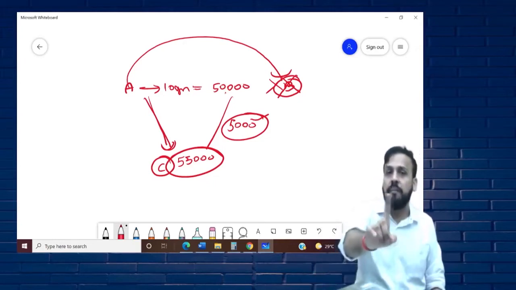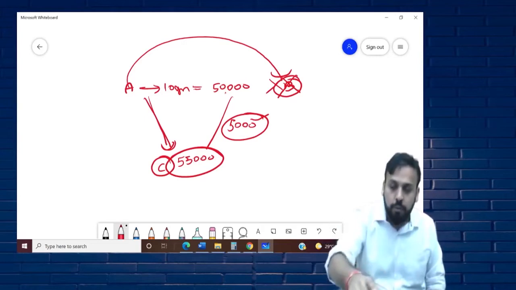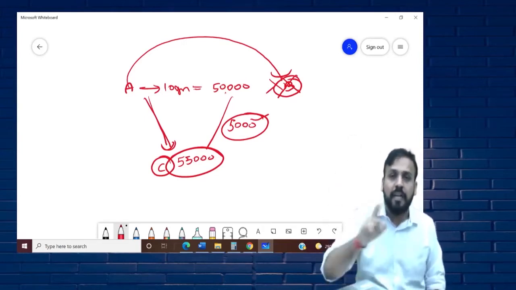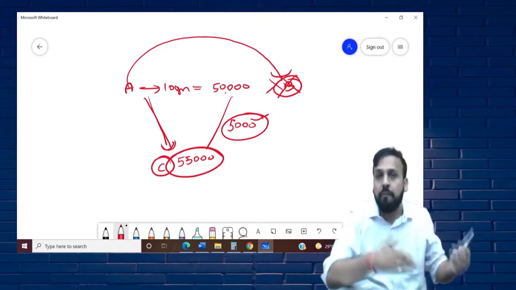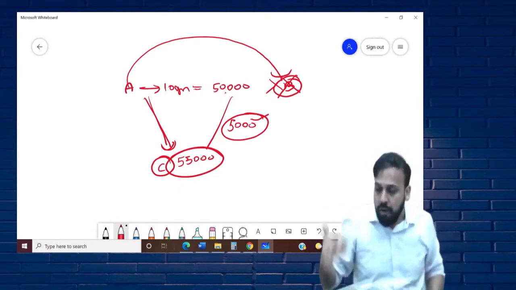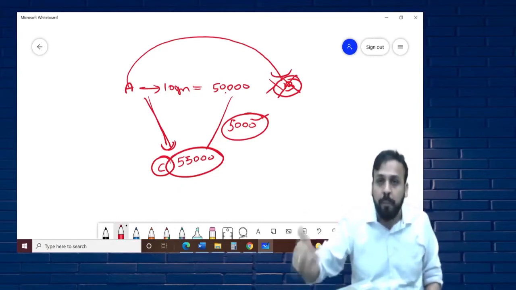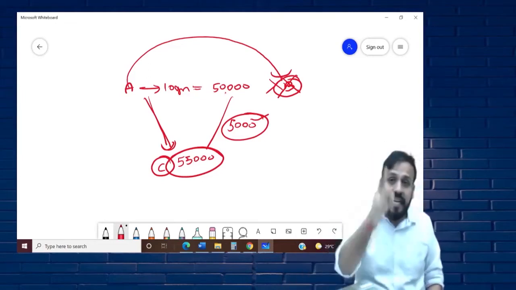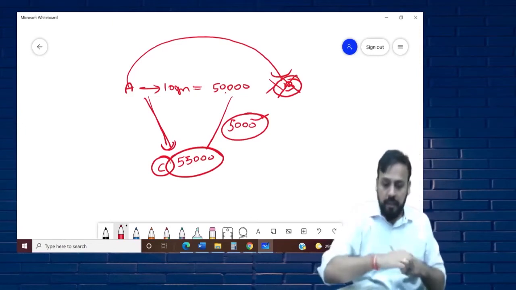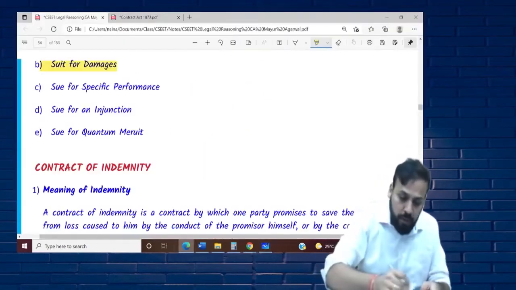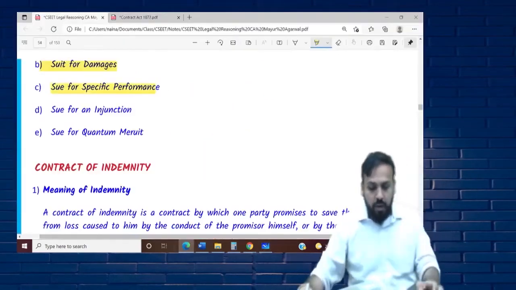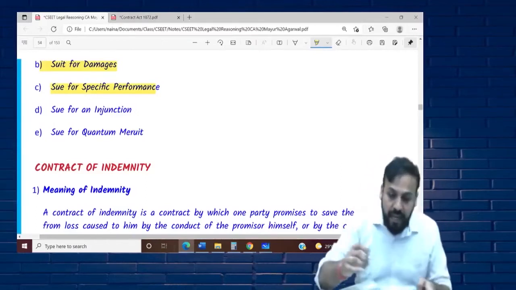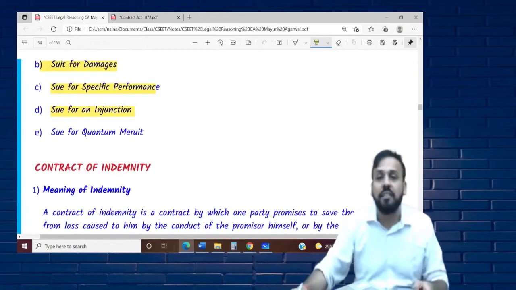Well, no, don't give me damage. Damage is not the solution. I want the property only. I will go to the court and tell that buying another property will not serve my purpose. I want only that property. I want the promiser to complete the promise, fulfill the promise. Getting the contract performed is called a suit for specific performance, and stopping is called an injunction.